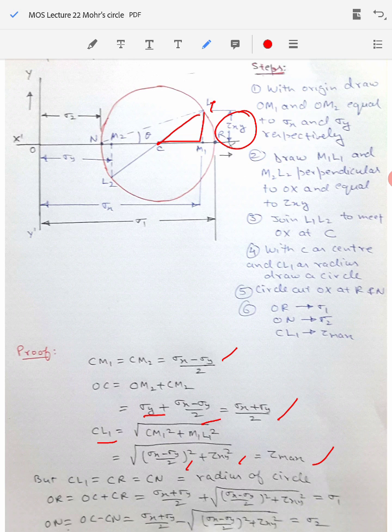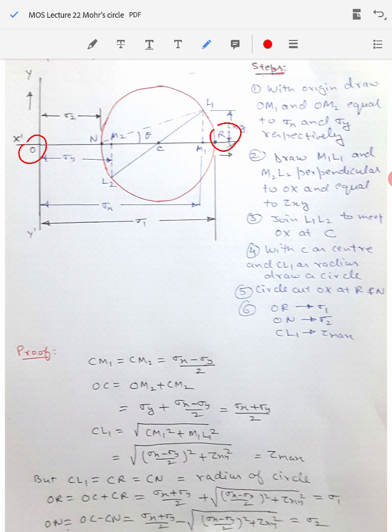Now CL1, being a radius, is equal to CR, which is also a radius, and also equal to CN, the radius of the circle. Now we can define the value of OR, that means the distance between the origin O and the point R where the circle cuts the x-axis.